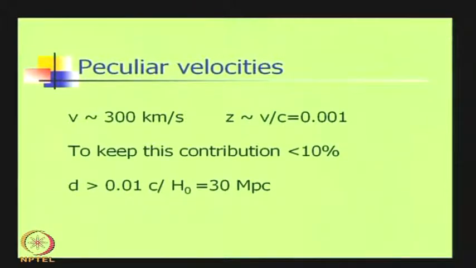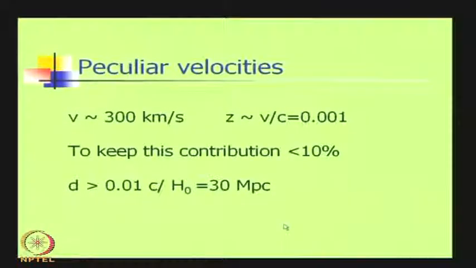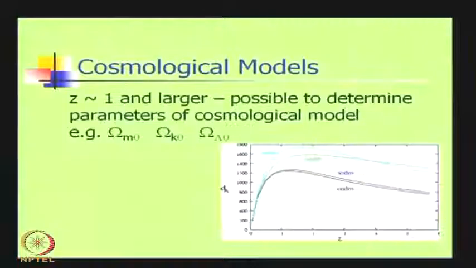Now, once you look at galaxies at a distance of around 30 megaparsec, you can no longer identify Cepheid variables at that distance, you can no longer identify the stars. So, a galaxy at that distance, you cannot identify individual stars, it will look like a fuzzy thing in the sky, that is all, you will not be able to make out the stars. So, one has to look at other quantities to determine the distance.